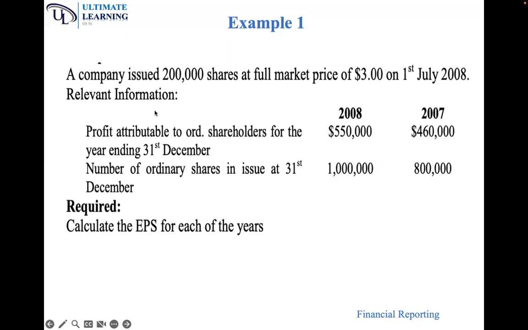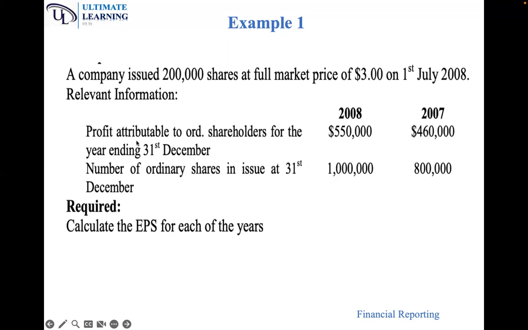Now you have been given some relevant information for the year 2008, in the year that new shares were issued. And also we have the previous year. In the previous year, there was no new issue of shares. So we don't need to calculate the weighted average number of shares in 2007 because new shares were only issued during the year 2008. So it is only in the year 2008 that we'll be calculating the weighted average number of shares.